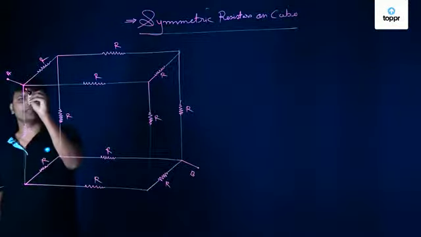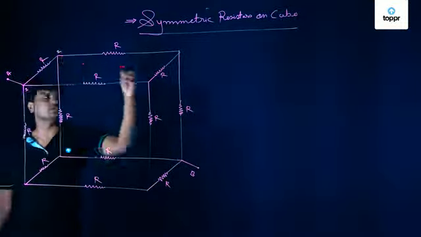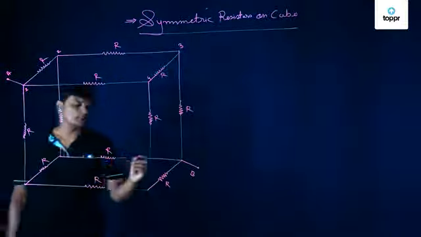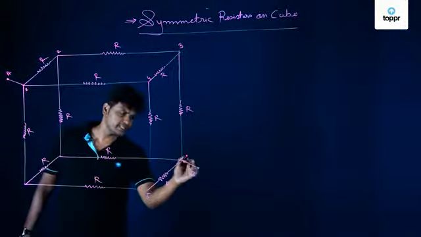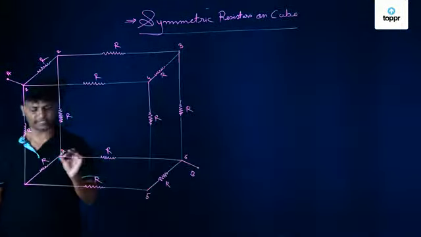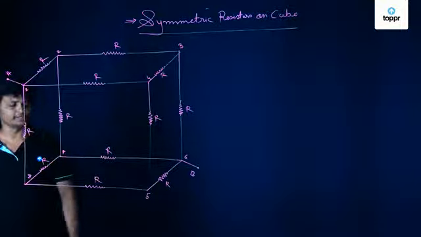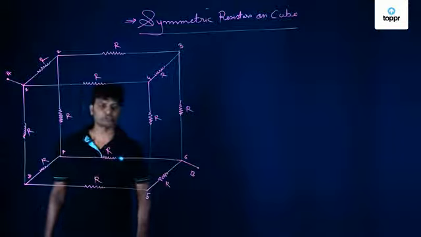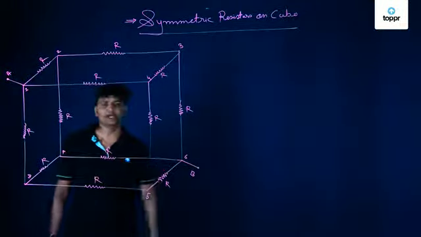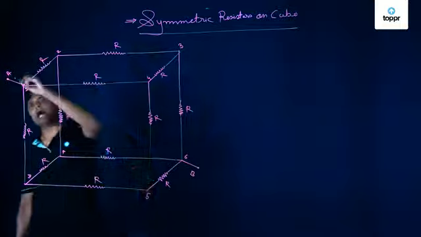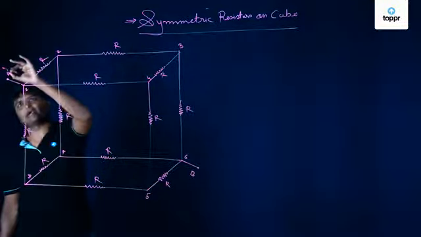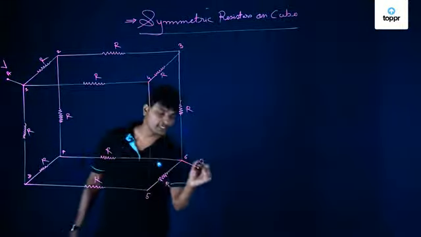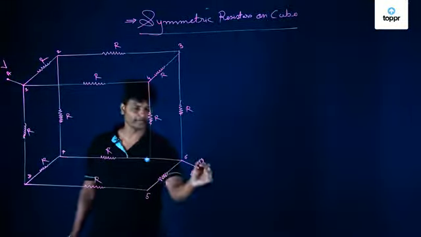Now, first of all, I'll name the cube. This junction is number 1. This is 2. This is 3. This is 4. Then this is 5, 6, 7, and 8. Okay. Now, I want to find the equivalent resistance between point A and point B. I'll consider that the potential at point A is V and potential at point B is 0, right?